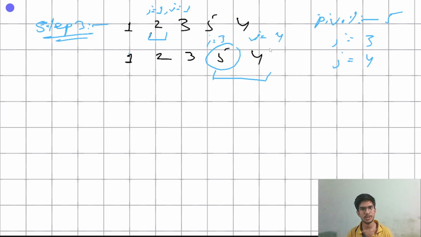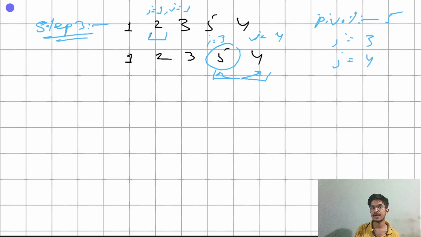Oh sorry, j will not be decremented. We found something less than 5, so that is the case: j equal to 4. Now it will swap. If it didn't find an element less than 5, it would keep searching and j would be decremented.